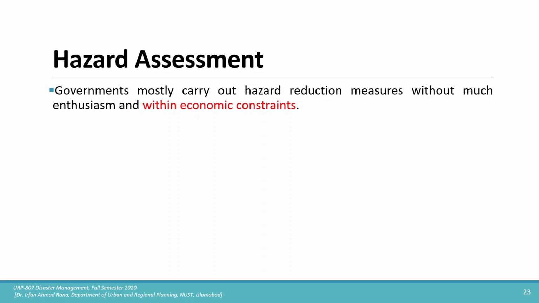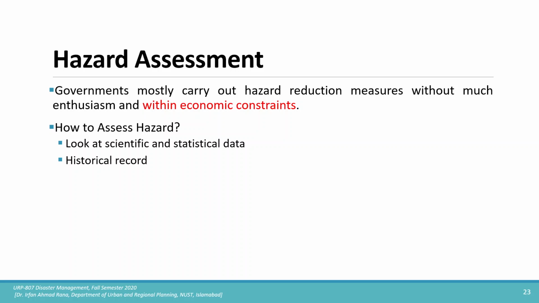to think proactively and work out some disaster risk reduction in advance. Developing countries have financial constraints which limit them in preparing for disasters. And then the question is how they are going to assess the hazard. There are different ways of assessing a hazard. First of all, the most authentic is to look at the scientific and statistical data of past hazards and determine when it will occur.